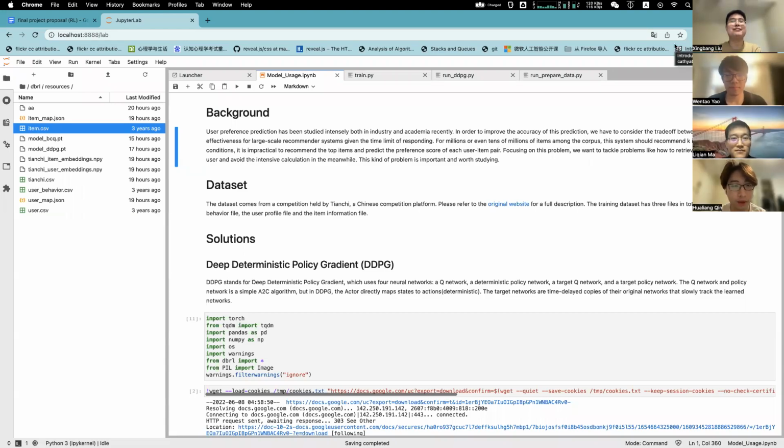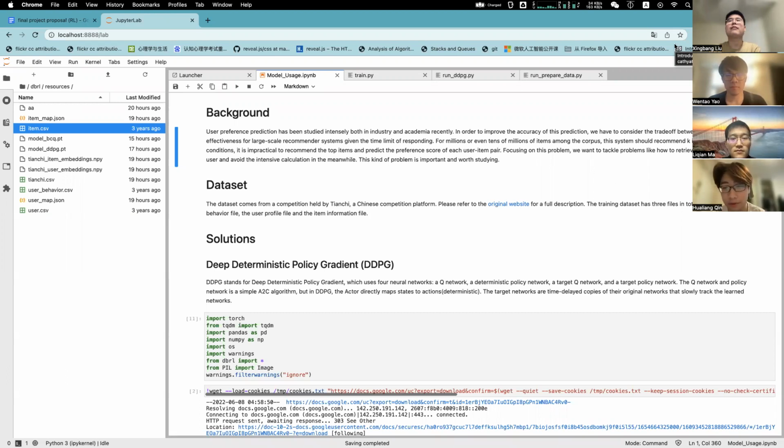Hello, our final project is about recommender systems. Here is the background info. User preference prediction has been studied intensely both in industry and academia recently.